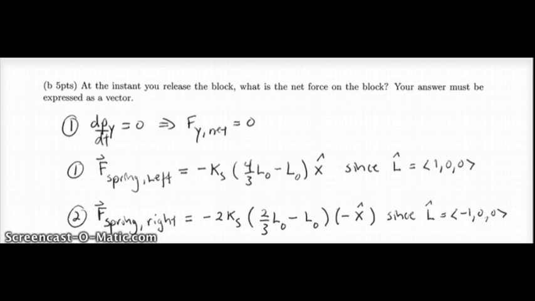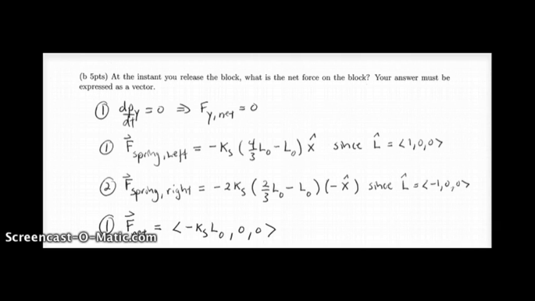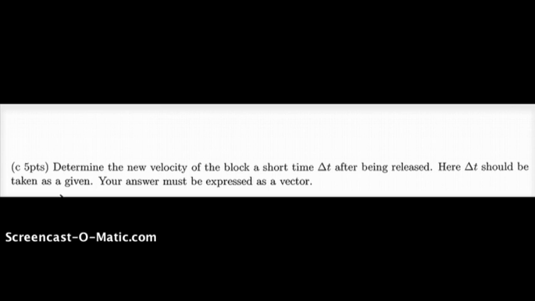We must use the equation for spring force, which is K sub s times the final length minus the relaxed length times L hat. For the left spring, the L hat vector is -1, 0, 0, because the spring is being elongated, and in the right spring, L hat is -1, 0, 0, because the spring is being compressed. Now we just plug in the final length and the spring stiffness for both springs. Once we do this, all we have to do is add the force from the left spring and the force from the right spring, and we get F net is equal to -K sub s times the relaxed length of the spring, 0, 0.